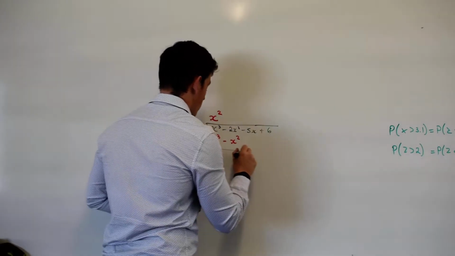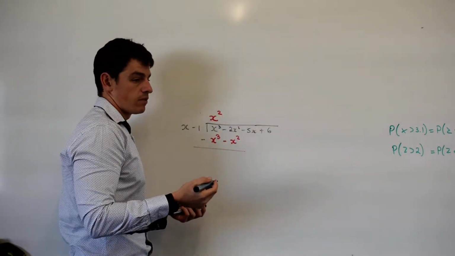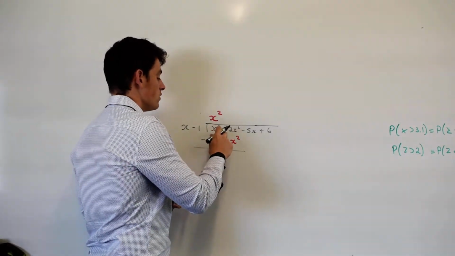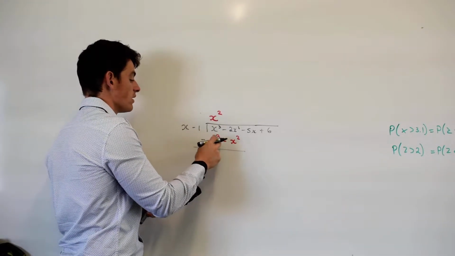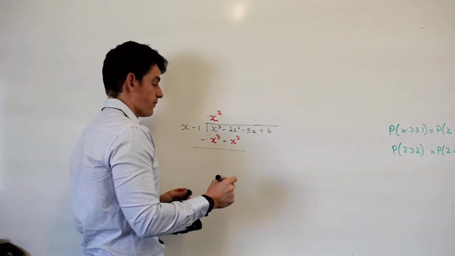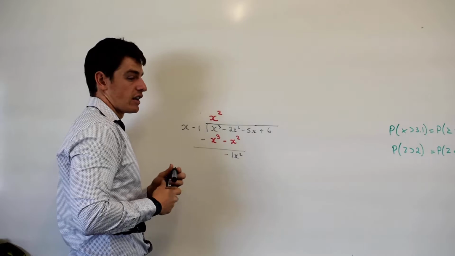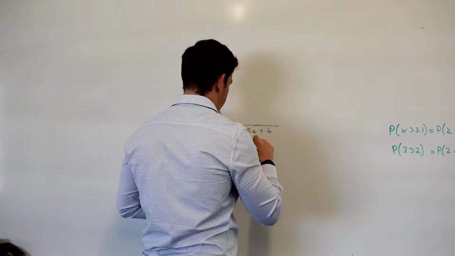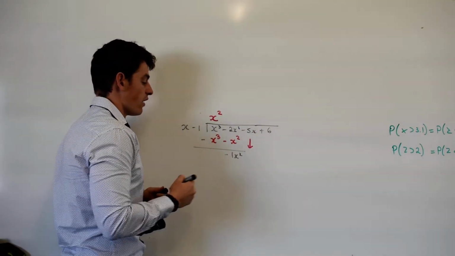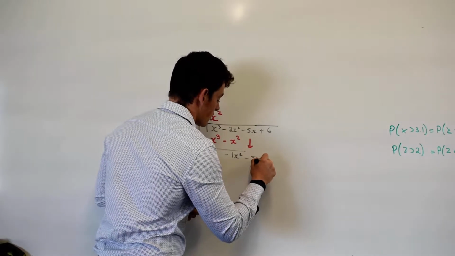So x cubed minus x cubed is? Don't have to write that. Negative 2x squared minus negative x squared is? Negative 1x squared. Great answer. I heard lots of us saying the same thing then. I then bring down my negative 5x. So I've got minus 5x.